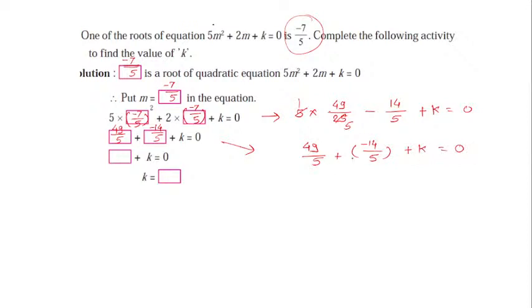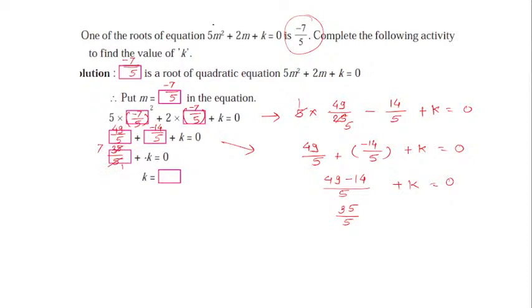Now as the denominators are the same, we should write it once, and 49 plus minus will become minus 14, plus k is equal to 0. 49 minus 14, we get 35 divided by 5. So here in this box we get 35 divided by 5 plus k is equal to 0. Now if we divide 35 by 5, we get 5 7s are 35.